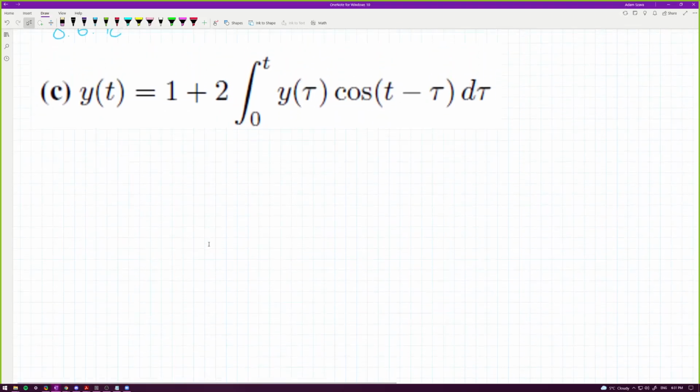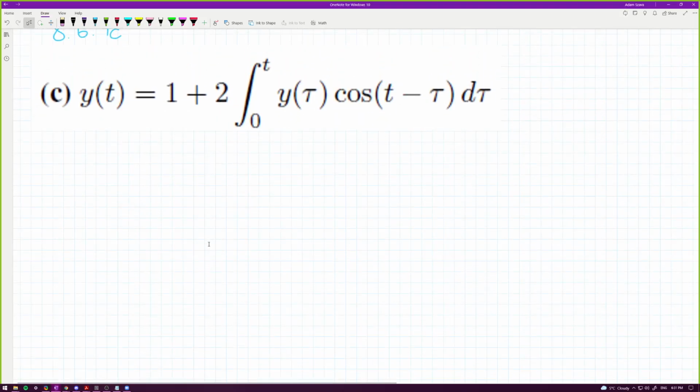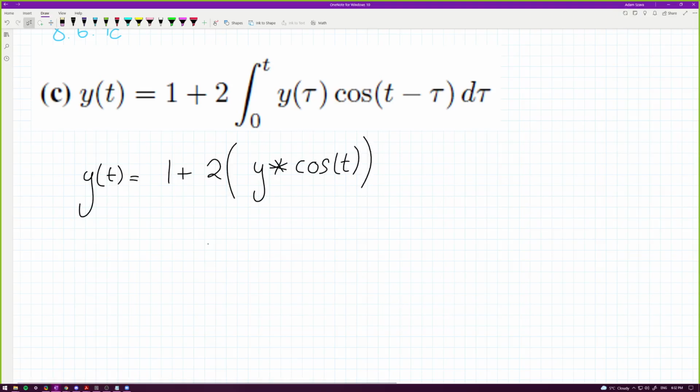Okay, so the prompt of the question is just solve for y. Solve for y in this thing here, right? Notice that we have a y of t over here, and we have a y of tau in this integral, and we need to solve for y. What you're supposed to notice is that this y of t equals 1 plus 2 times y convoluted with cos t. That's the convolution operation that we have there.